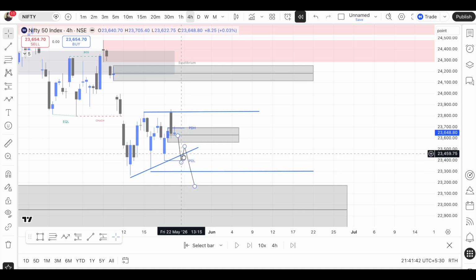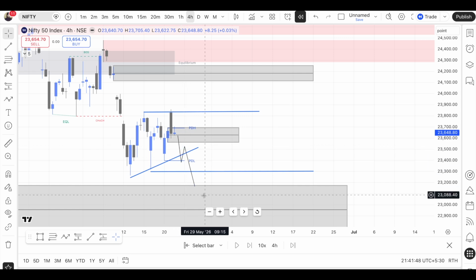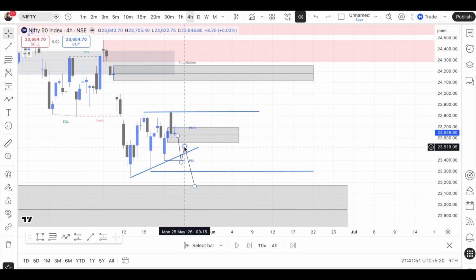You need to make sure that you wait for a closure. Don't hurry into a trade, wait for a pullback, then enter shorts aggressively. The moment you enter shorts aggressively here, you can have a very good move. This will happen only if the market opens flat or with a small gap down, somewhere close to 23,500, 400.